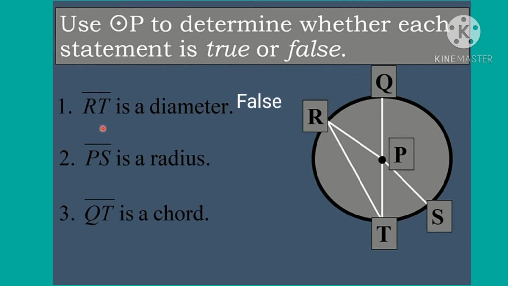For number 2, segment PS is a radius. One endpoint is at the center, which is point P, and the other endpoint is on the circle. So that's a radius. So number 2, it is true. For number 3, segment QT is a chord. Segment QT passes through the center, so that is a diameter. And we all know that diameter is the longest chord. So QT is a chord, that is true.